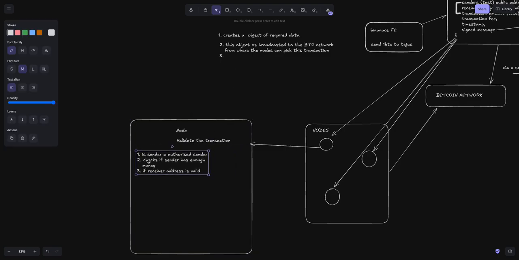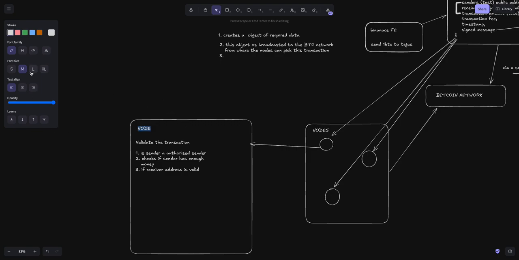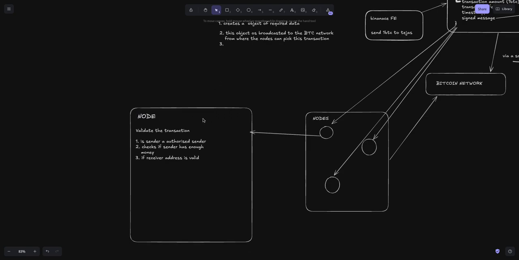Let me move this here, and then this is a node. So let's do a node here. Yeah, this is a node, right? This is a single node. These are groups of nodes, and we are talking about this one node.